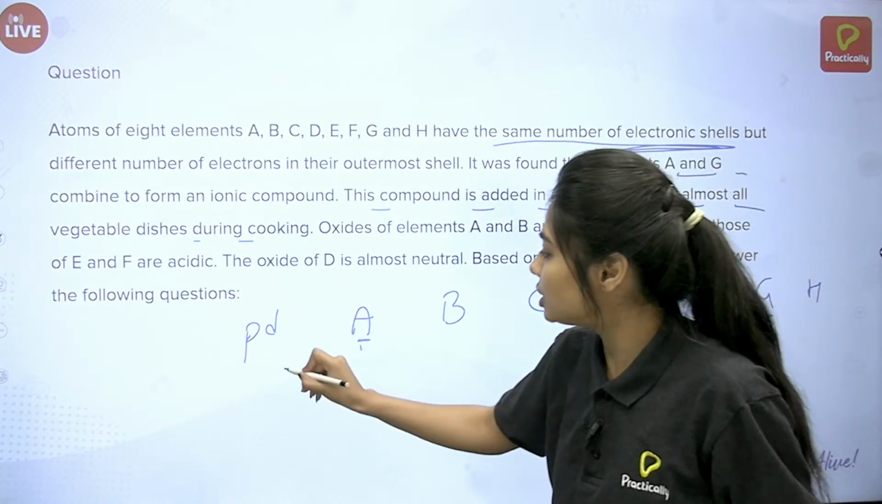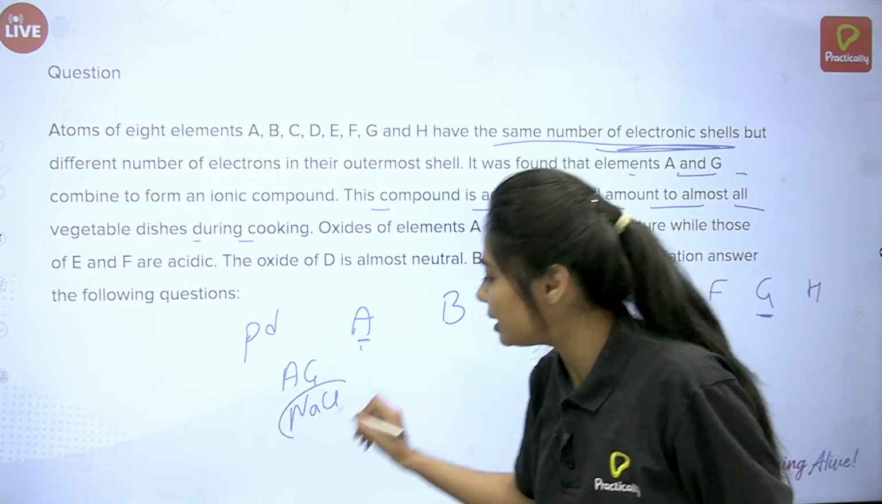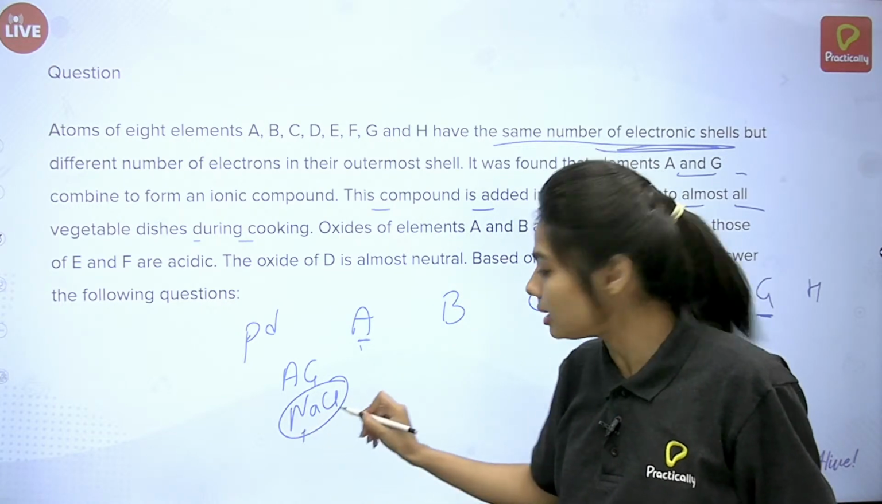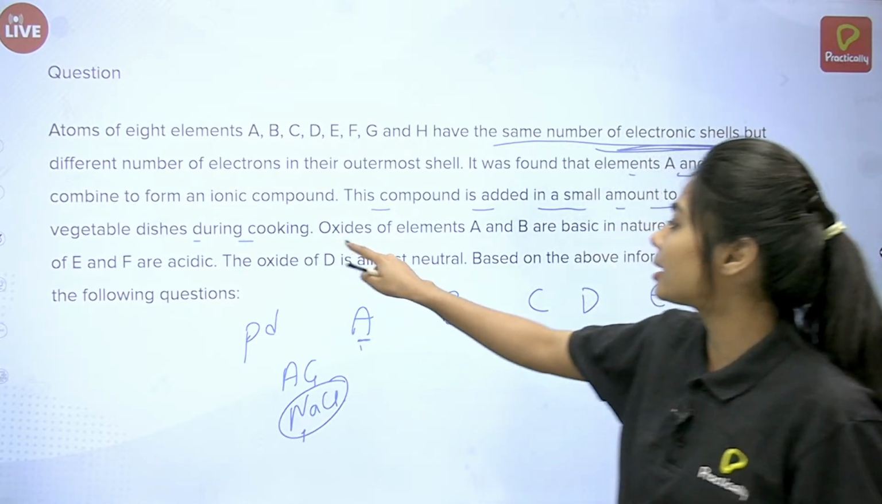So, AG is your NaCl. Here it is an ionic compound. Na is your metal, Cl is your non-metal. That's why they are forming an ionic compound.